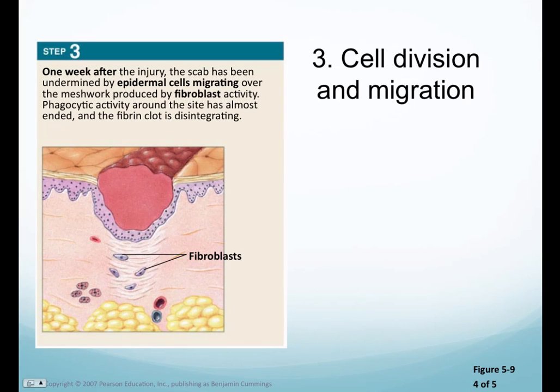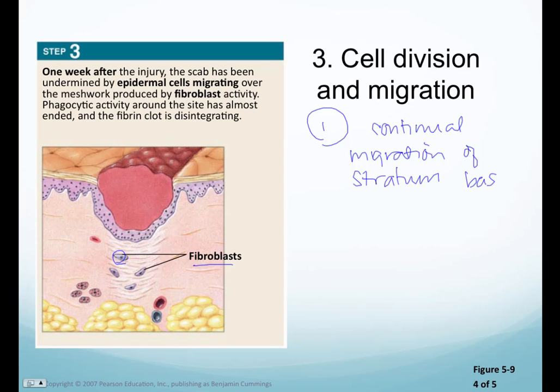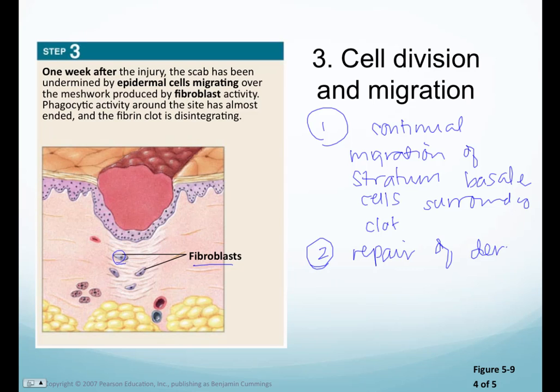Now, the other thing we're going to have is cell division and migration. And with this, we're going to have continual regeneration of the dermis. So remember those collagen and elastic fibers. We can regenerate that by the use of fibroblasts. So continual migration of stratum basale cells surrounding the clot, and we have repair of the dermis.